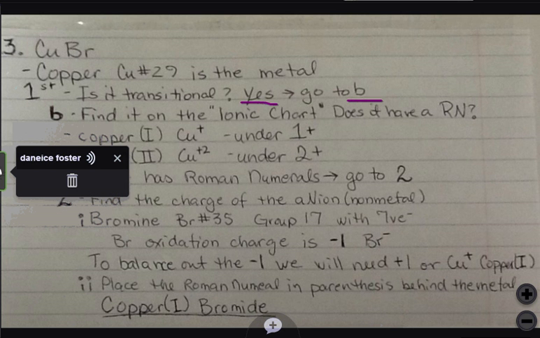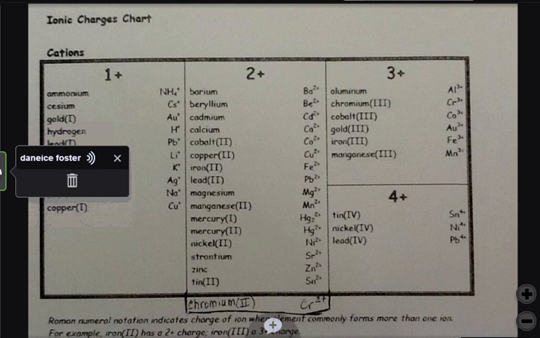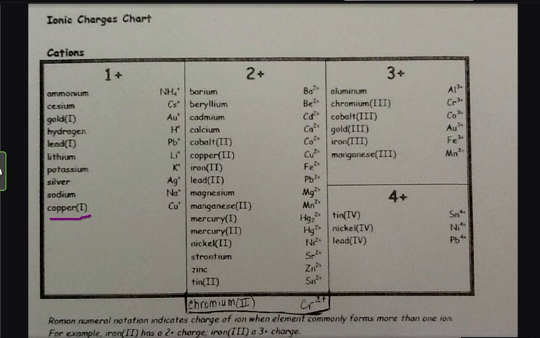Yes, so we will go to B. Now we go to the ionic chart. We see, does it have a Roman numeral? Well, I guess they're not all alphabetical because copper 1 is down here at the bottom. So we do see that copper 1 has a Roman numeral, so we know it's going to be somewhere else in this chart. Come through, yep, there it is right there, copper 2. Do we have a copper 3? I'm looking down. No. Do we have a copper 4? No.